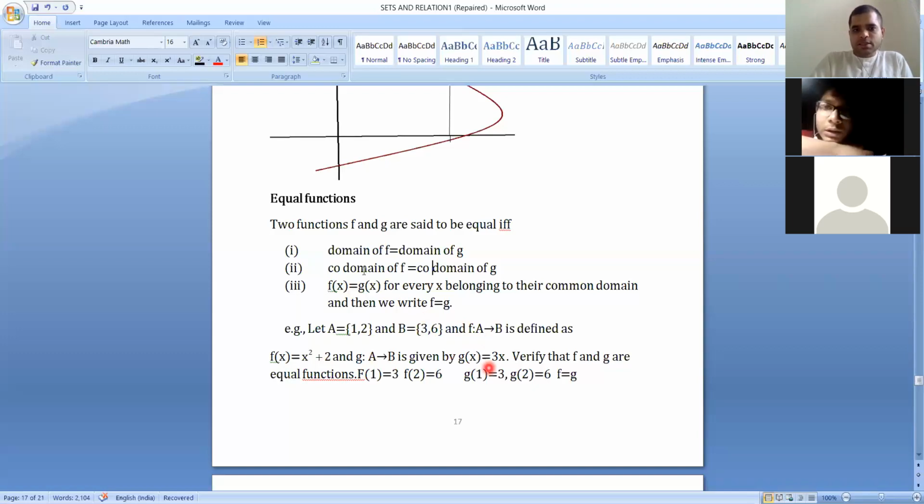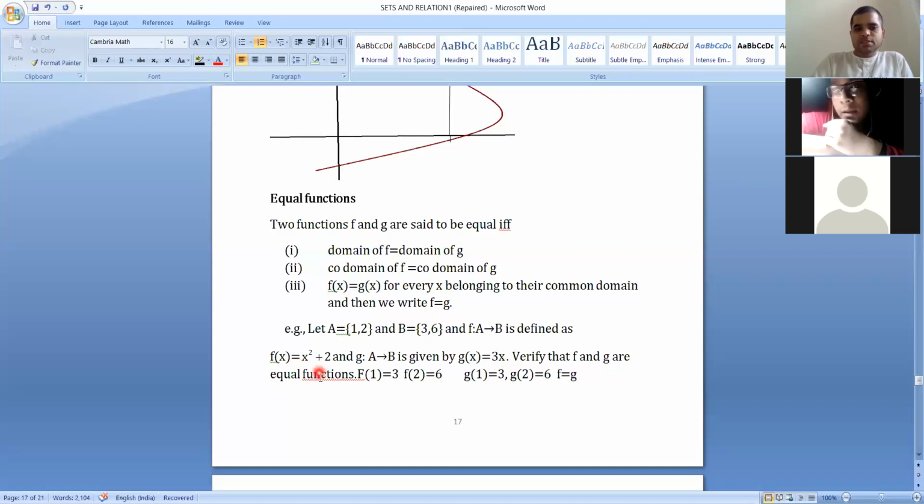So here the domain has two elements. So what will be f(1)? It will be 3. What will be f(2)?